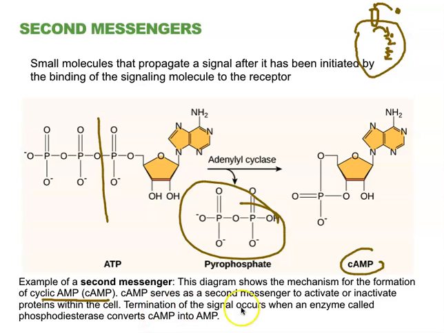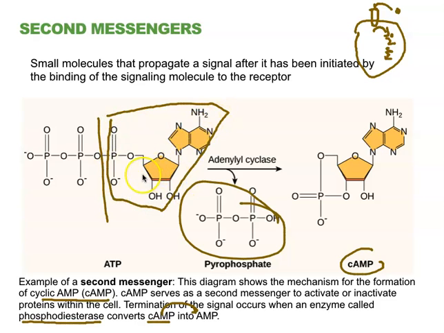Now what's going to happen is this will continue and it will signal like this until something like a phosphodiesterase comes along and then unfolds the shape, converting cyclic AMP back into AMP. Okay, so this is the structure of AMP here, adenosine monophosphate. When it's cyclicized, it has one role. When it's deesterified, it goes back to its original shape, and now we can actually add more phosphates to it.